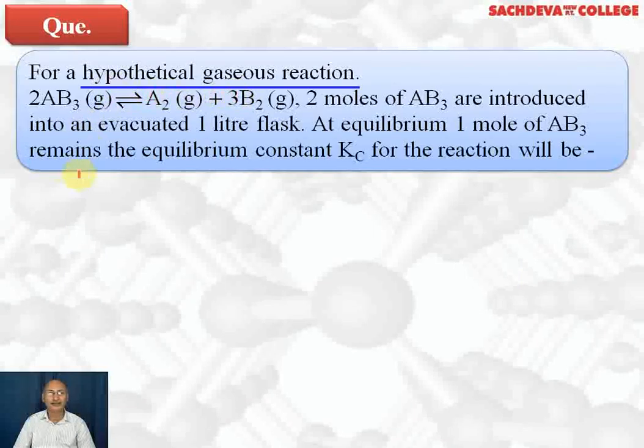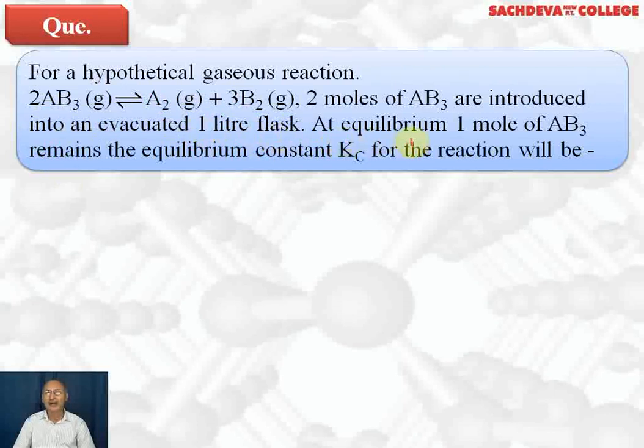Let's take up questions based on chemical equilibrium. For a hypothetical gaseous reaction, 2AB3 gas gives you A2 gas plus 3B2 gas. 2 moles of AB3 are introduced into an evacuated 1 liter flask. Check the volume is 1 liter.